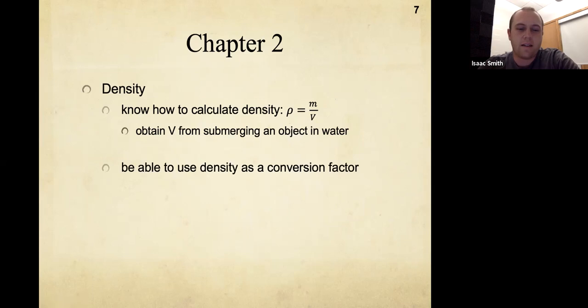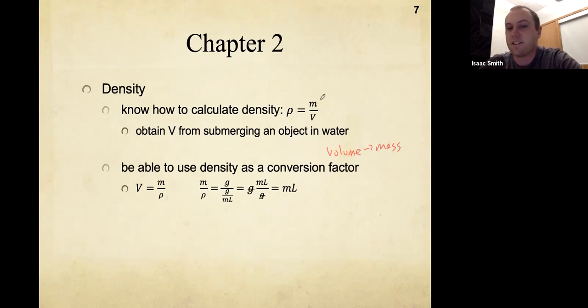And then using density as a conversion factor. So we usually see this when you go from volume to mass, or from mass to volume, because the density is a relationship between mass and volume. It allows you to convert between volume and mass or mass and volume. Okay.